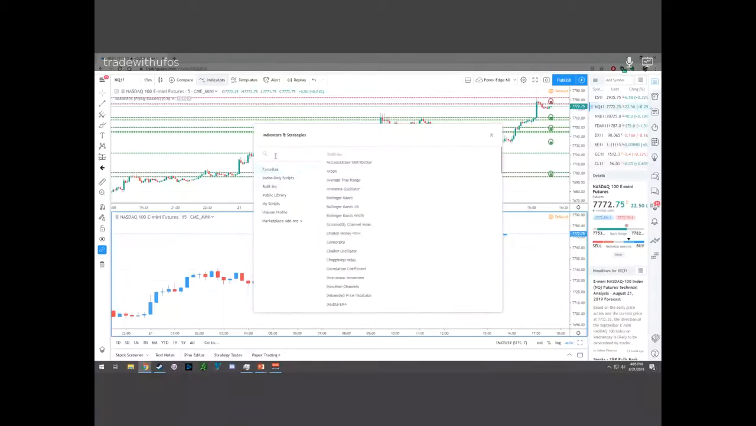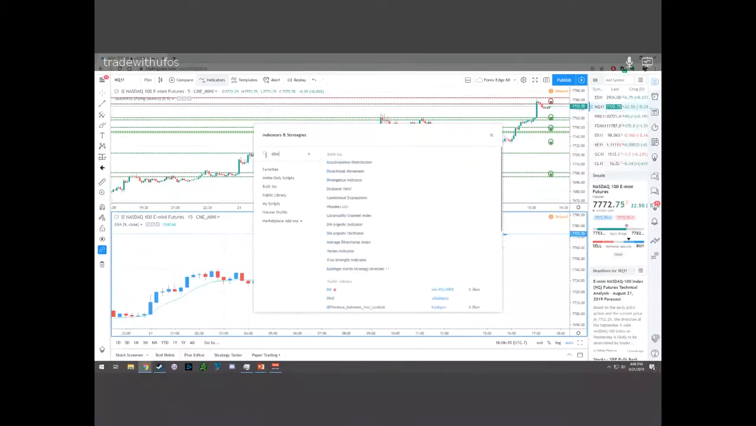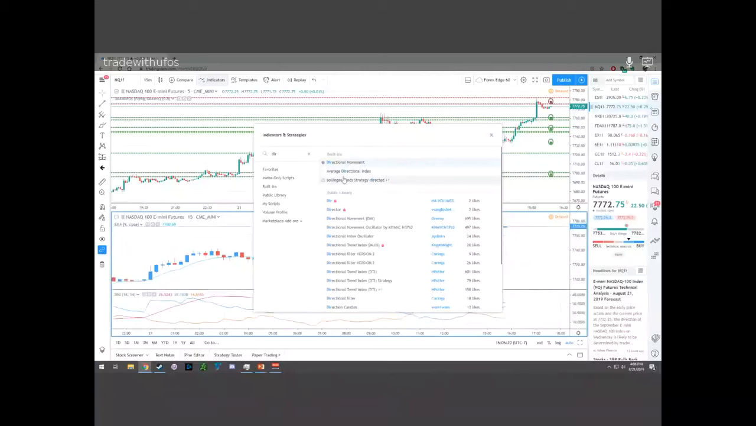But if you don't, you can just use the search bar here to type moving average exponential, and you can just simply click it and it'll add that to the chart you have selected. You'll do the same for the DMI, so it's written out as directional movement in TradingView. I'll star this one as well, so it's in my favorites for future uses. So I'll click it and that'll add the indicator to my bottom chart as well.